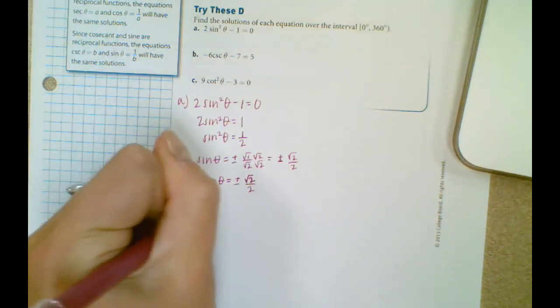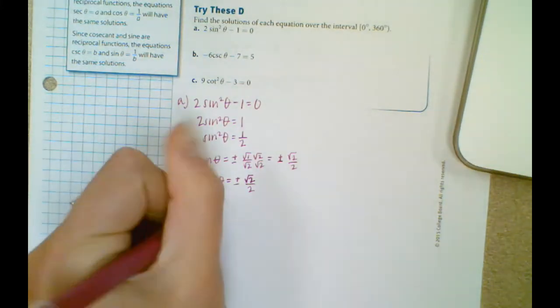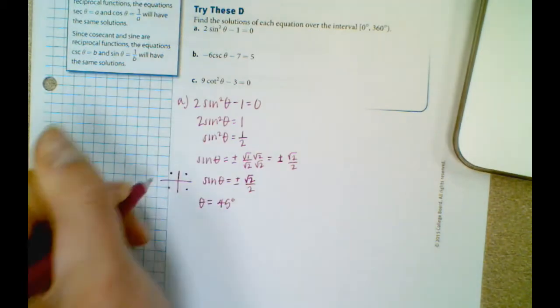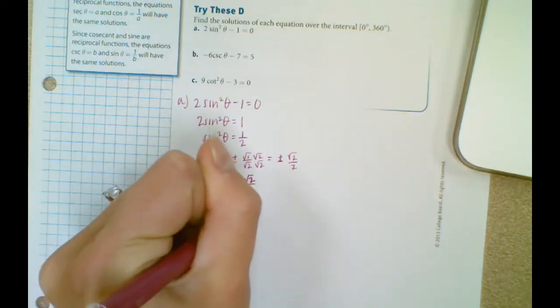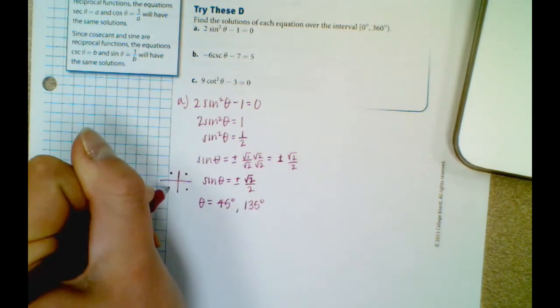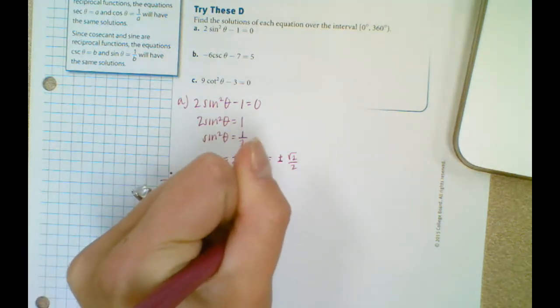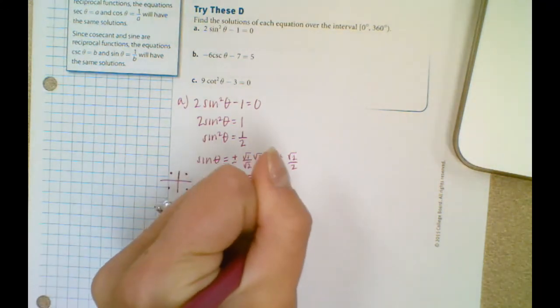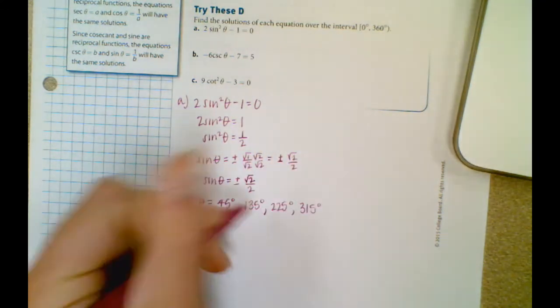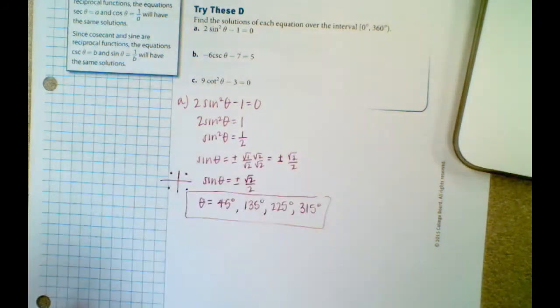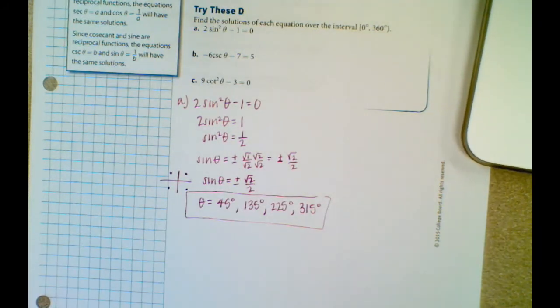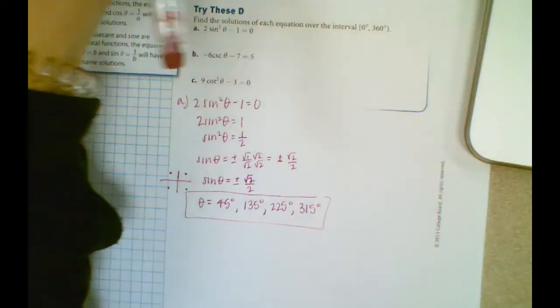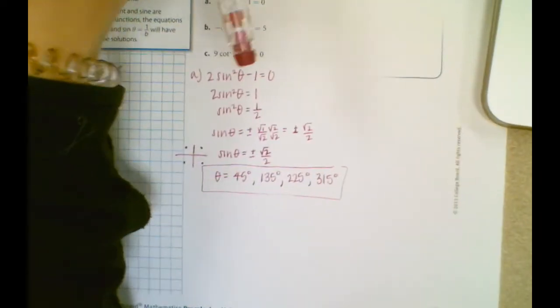So this is when theta equals, let's see, that's 45 degrees. This is 135 degrees. This is 225 degrees. And this is at 315 degrees. So those are your solutions there for letter A. Okay? All right, let's try another one. Letter B.